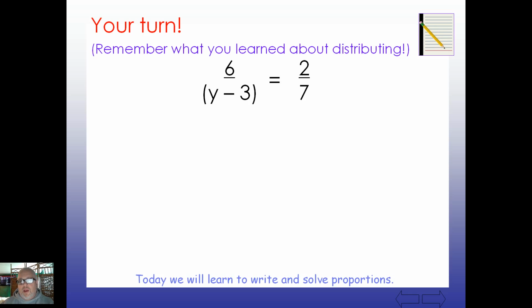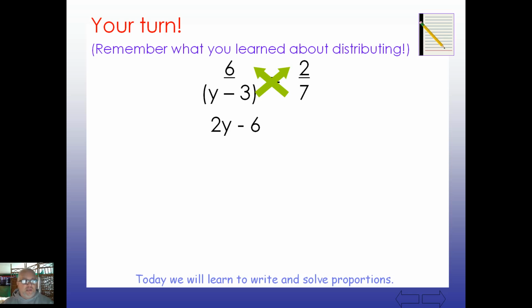All right, how about this? How about we cross multiply? I don't see an easier way to do this without going to too much trouble. So I'm going to cross multiply and cross multiply, and we're going to end up with 2y minus 6. You see where that came from? Remember, we're distributing that 2 through to the y and the negative 3.